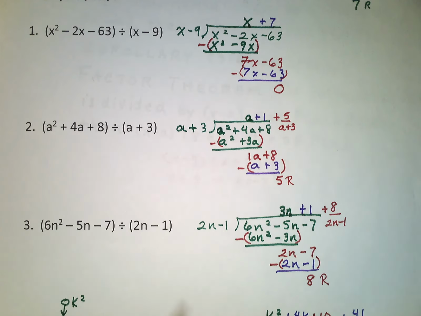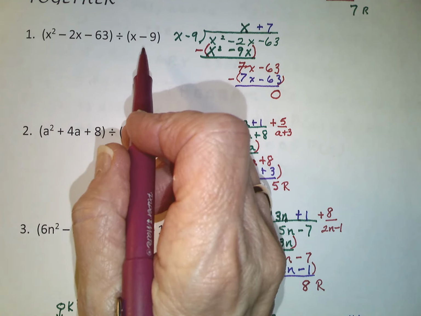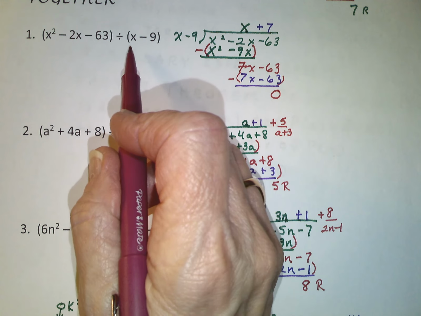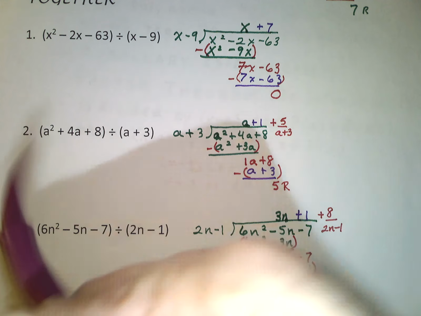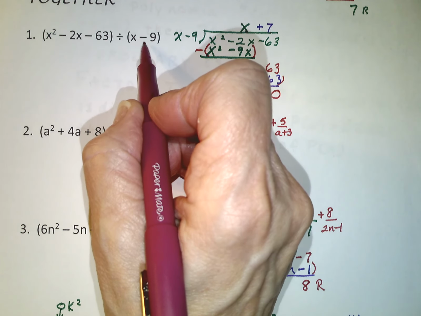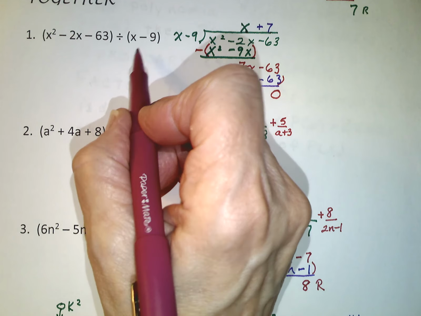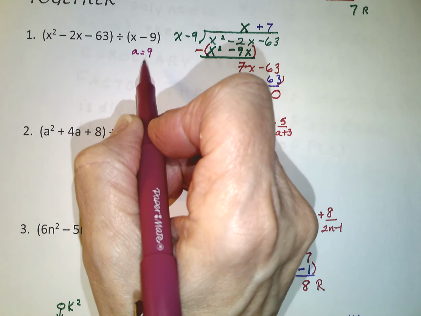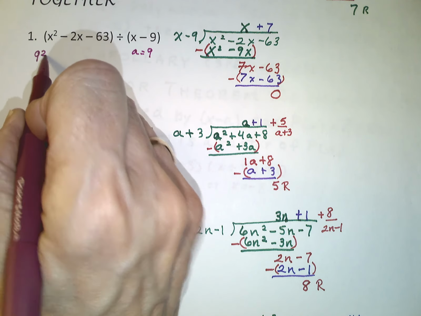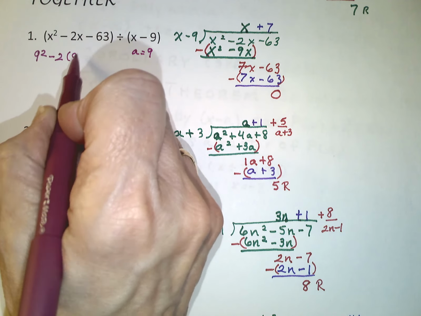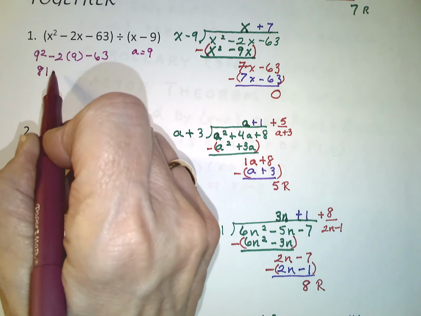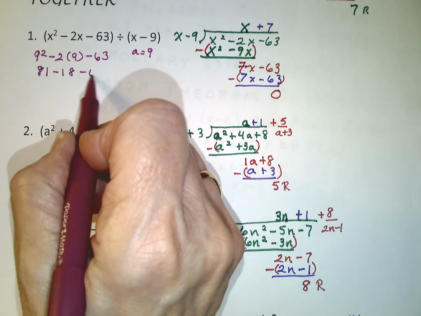So number 1, we're dividing by x minus 9. Does that fit the pattern? Well, yeah, it does. It said we're dividing by x minus a. But negative 9 is not what we're going to put in the polynomial. What we're going to put in is a positive 9. a is going to equal positive 9. So we'll substitute positive 9 anywhere we see an x. 9 squared minus 2 times 9, subtract 63. So we have 81 minus 18 minus 63.